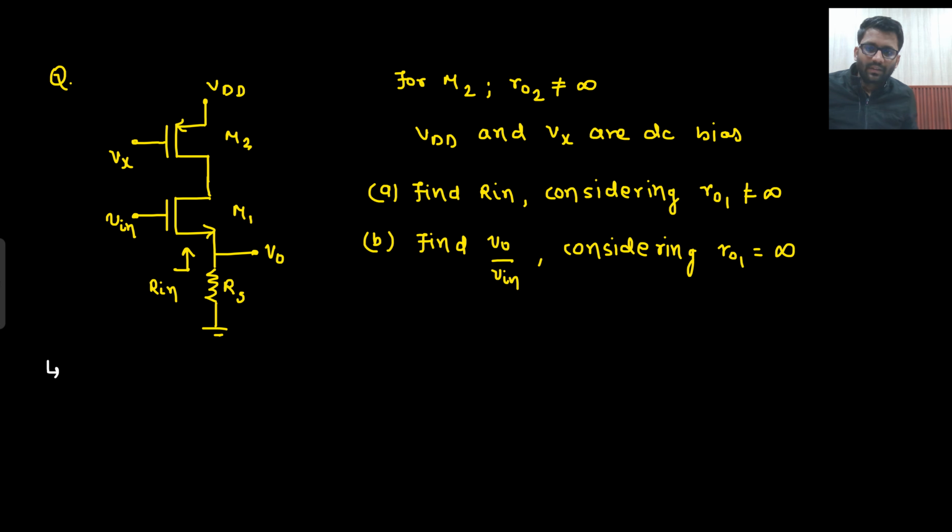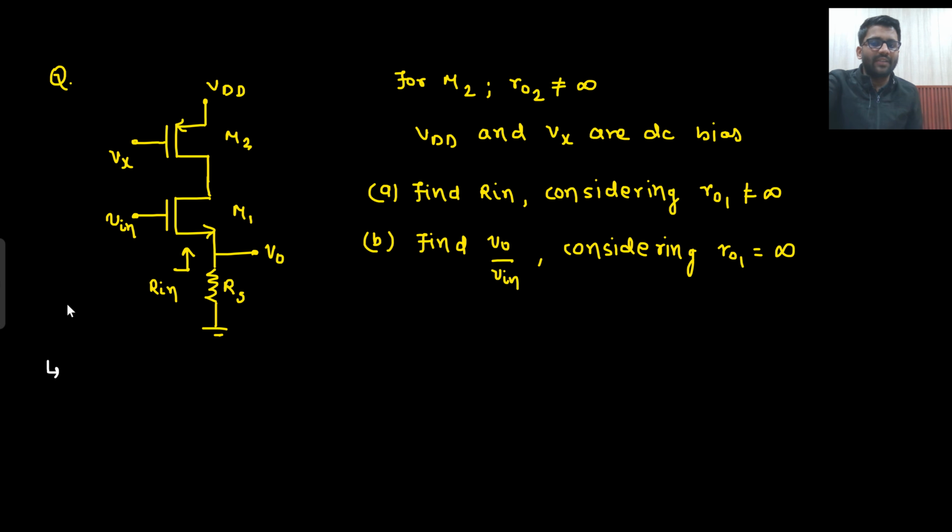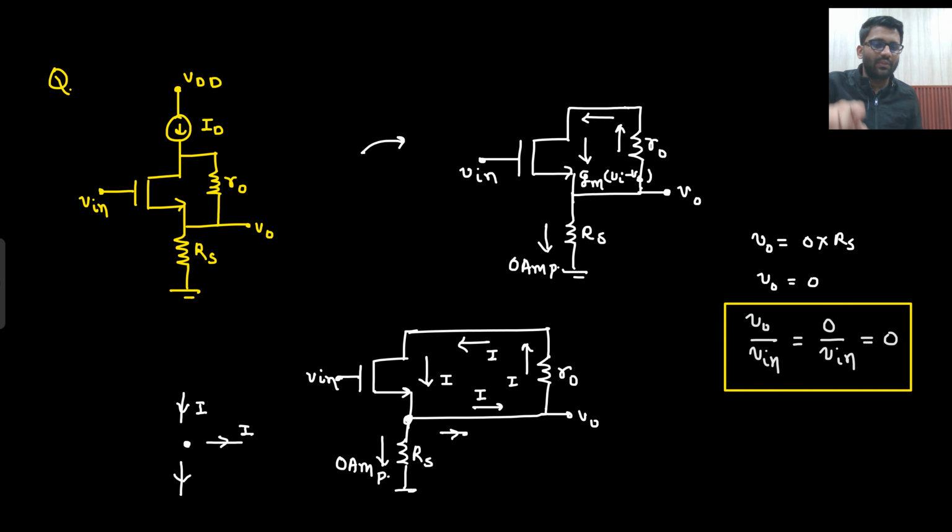Then downward I see Vin, and at the ground I see Rs, and this is my V naught. So this is the small signal circuit at least. But if I am finding Rin, that means I will nullify Vin as well. In the first question, you need to find Rin, so this Vin will also be nullified. And here there is R naught. The upper side we are calling M2, downward I am calling M1. So this will be your R naught 1, and upper side you have R naught 2.